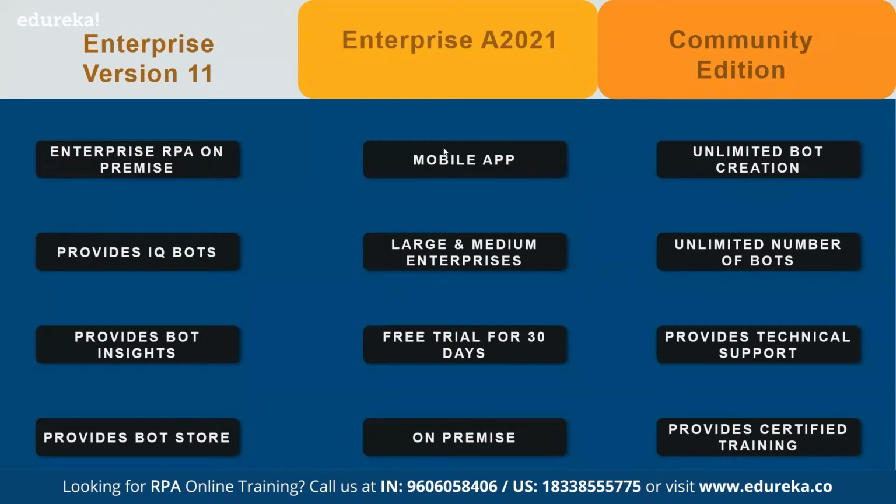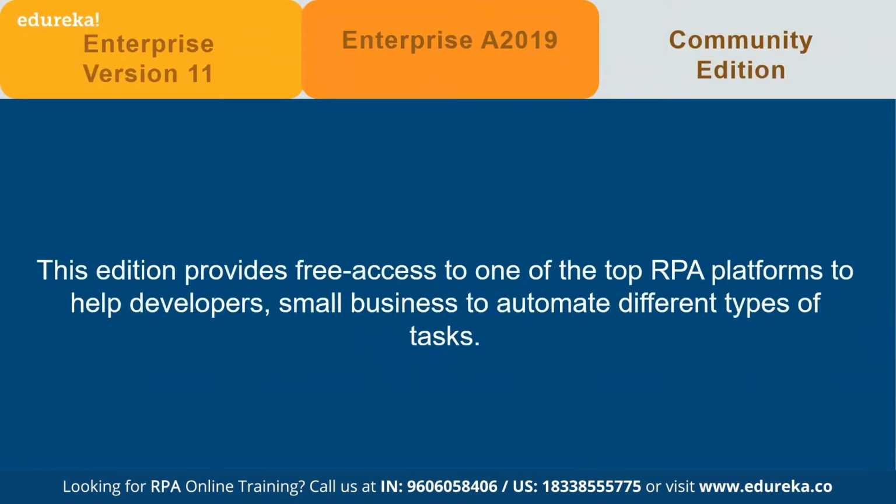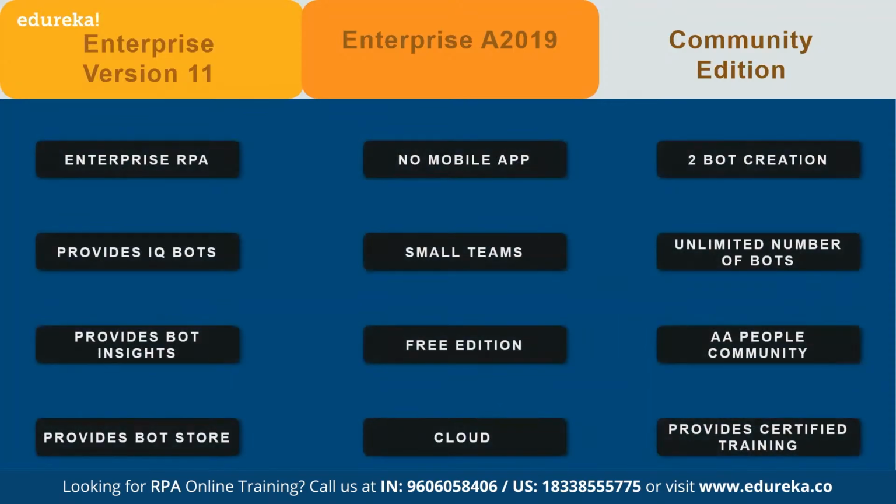On Community Edition, you can create an unlimited number of bots, right? Provide technical support and so on. Community Edition, as I said, is free to access and it is for development and learning purposes. So we can create our automations and test how those automations look like and run. So for Community Edition, you can create unlimited number of bots. Yeah, it is free. It is for small teams. Yeah, there is no mobile app that is supported with Community Edition. You get bot store. Yeah, you get IQ bot and bot insights.